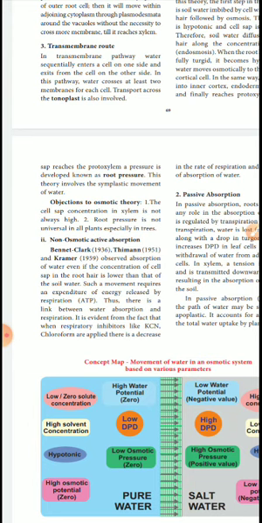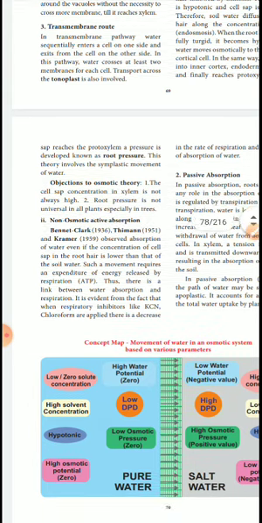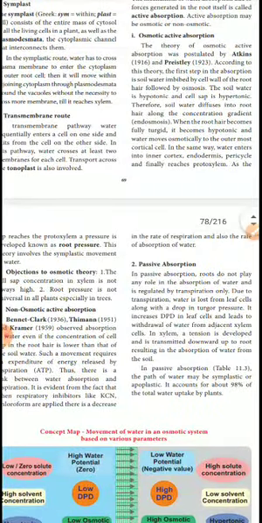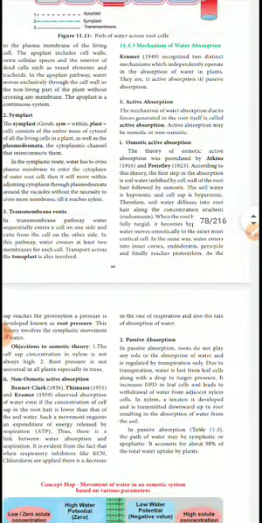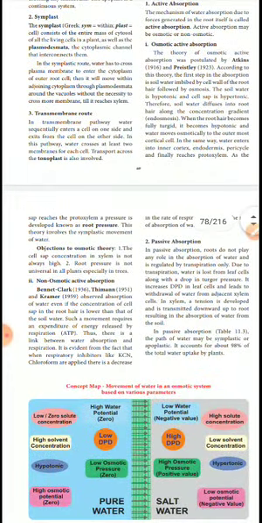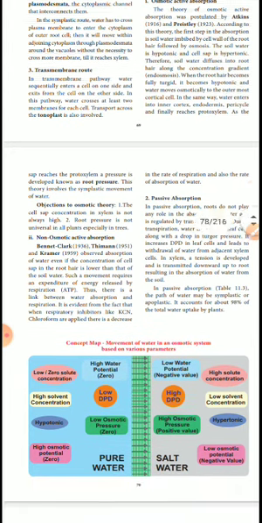The cell sap concentration in the xylem is not always high, and root pressure is not universal in all plants, especially in trees. These are the only two objections. Next, non-osmotic active absorption, by Bennett, Clark, Diamond and Kramer. Kramer also described these mechanisms of water absorption, based on the observation that the osmotic theory does not always hold.